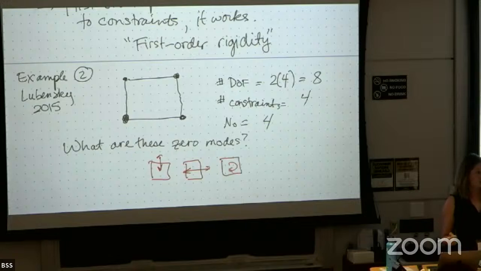And then you said 1 shear mode, right? There's a couple of different ways to draw it. If I draw the box like this, and then I put in a shear mode like this, I can see that I can do this displacement of the vertices and not change any of the lengths of the bonds for a small perturbation. Cool? Everybody agrees that that shear mode is okay. So these are the 4 0 modes.